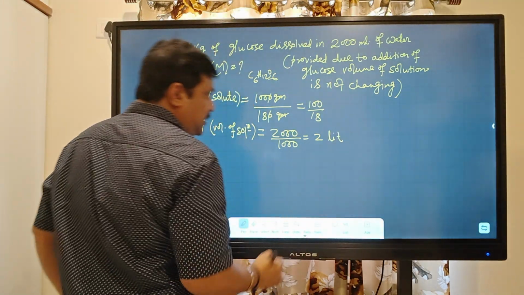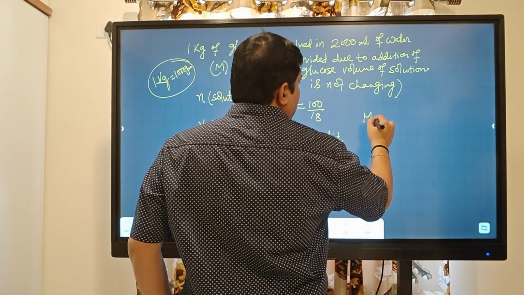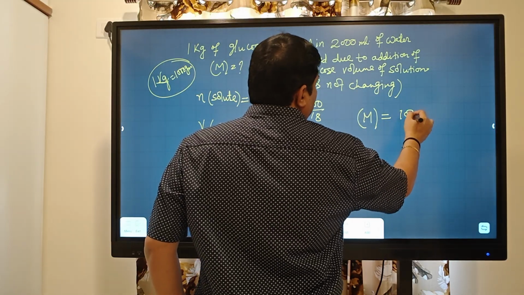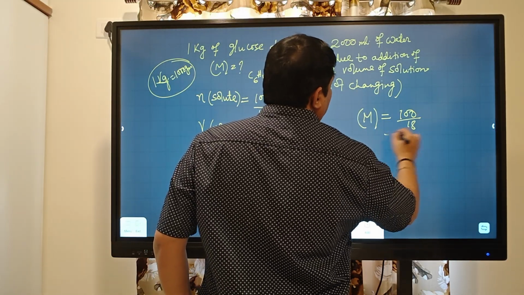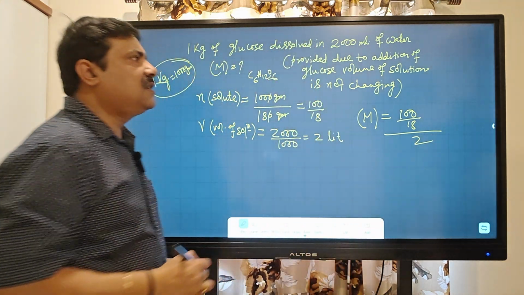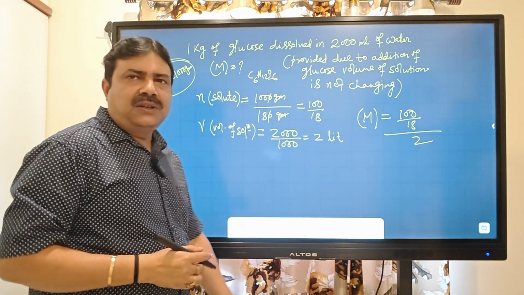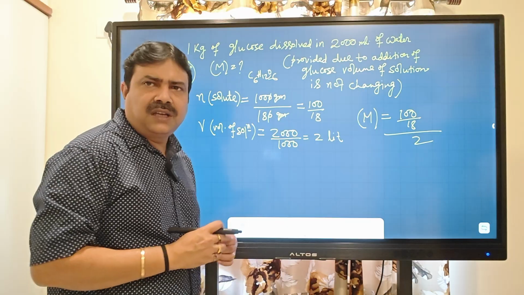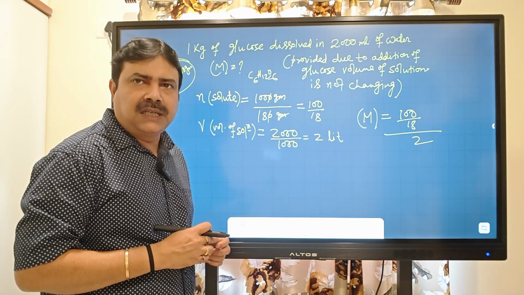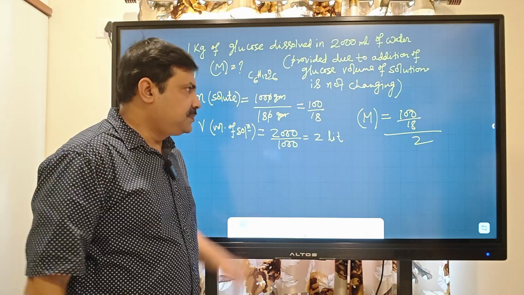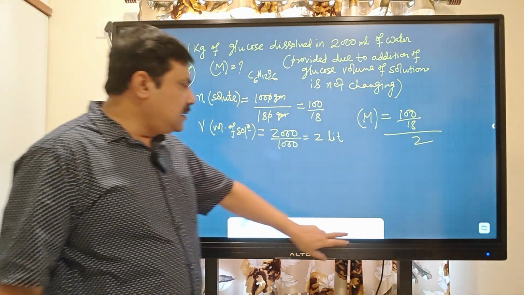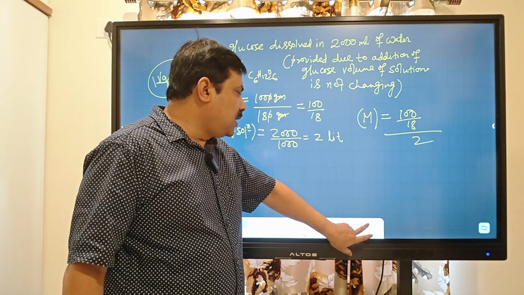Then directly I can write molarity equals number of moles of solute, which is glucose, 100 by 18, divided by the volume of solution in liters, which is 2. After that, you can do your calculations and simplifications. I hope it is clear. Understood, everybody? Okay.